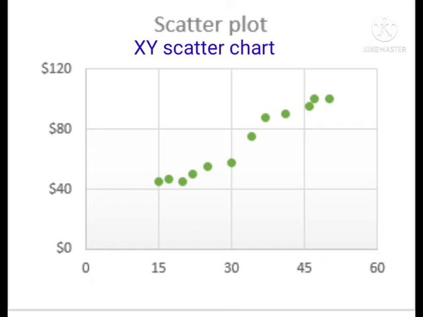Next category is the XY scatter chart. This chart has two value axes. On the x-axis there are values, and the second is the y-axis, which is the vertical axis. The x-axis is assigned to the independent variable, and the y variable is assigned to the dependent variable. It means the y-axis is dependent on the x-axis.